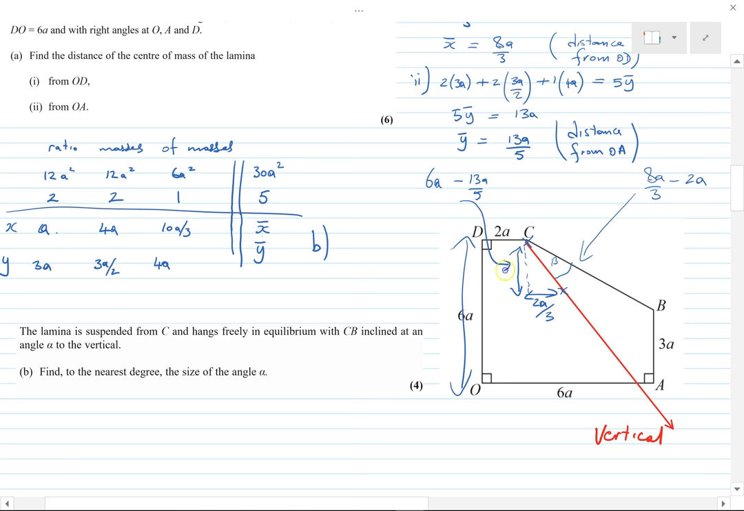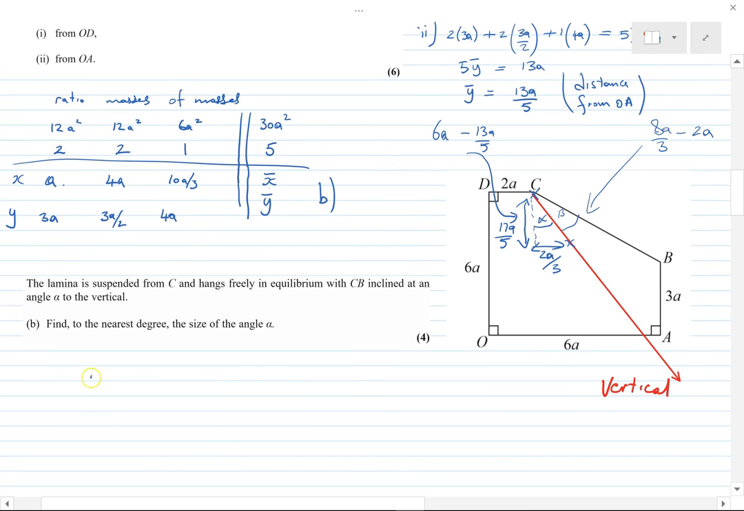Is that distance there. Now that equals 30a minus 13a, so that's 17a over 5. Okay, let's call this angle alpha. So we can say that tan alpha, opposite over adjacent, is equal to 2a over 3 divided by 17a over 5. Flipping over, that's equal to 10 over 51. So that's the angle alpha here.